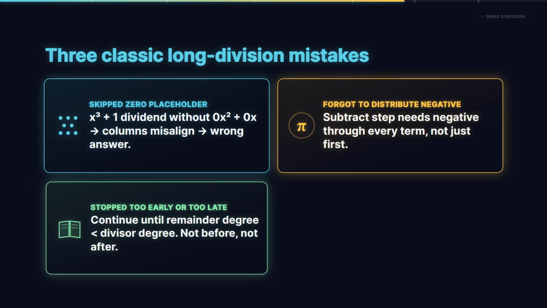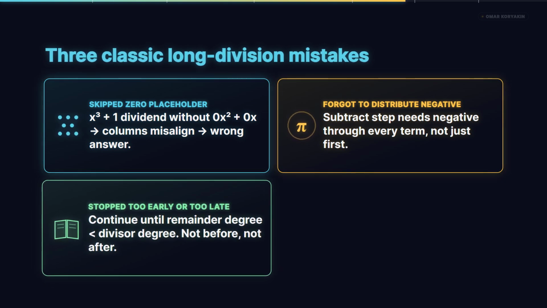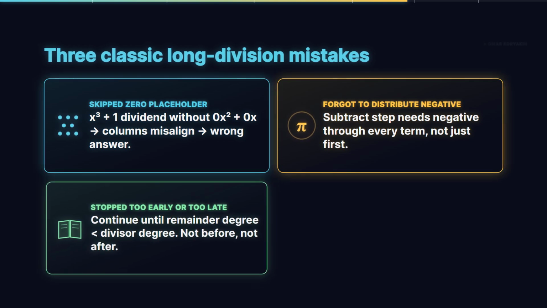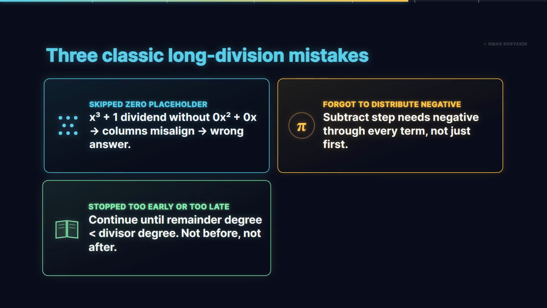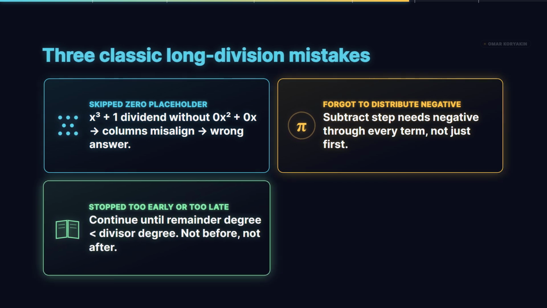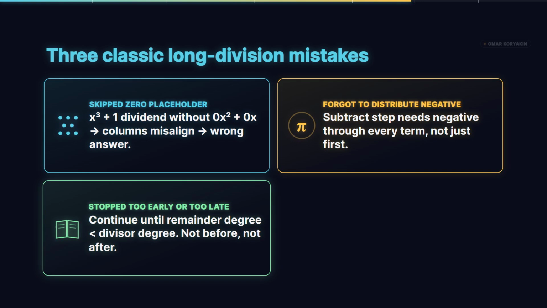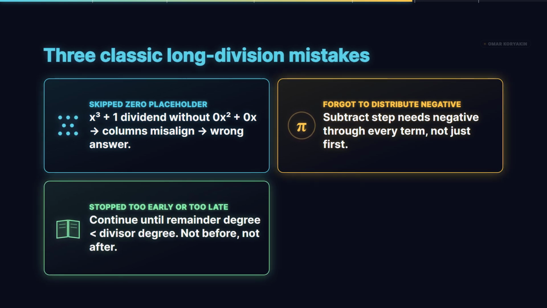Or a student continues past the stopping point, dividing into a remainder of lower degree and getting fractional or otherwise nonsensical quotient terms. The fix is to internalize the stopping rule: stop precisely when the remainder degree is strictly less than the divisor degree, equivalently when the remainder cannot be divided by the divisor any further within polynomial arithmetic.